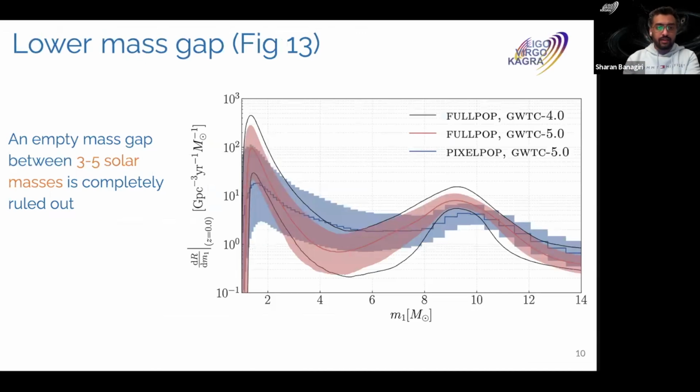Oh, oops. I should say before we get there, sorry. One other thing that we can take away from this full spectrum analysis is that we can almost completely rule out an empty mass gap between 3 to 5 solar masses. So in other words, while there does seem to be evidence for a dip between 3 to 5 solar masses, a completely empty mass gap between the heaviest neutron stars and the lightest black holes is ruled out.